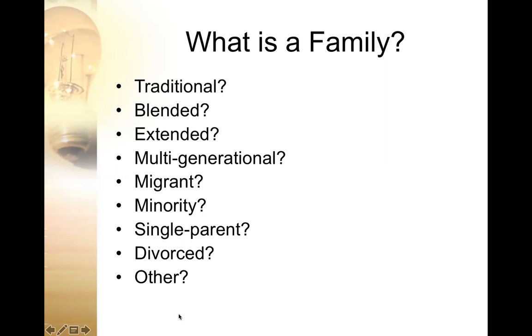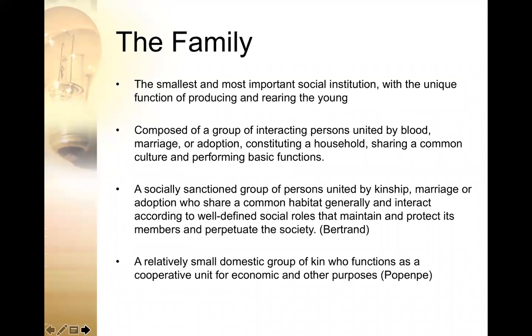All right, so the family is the smallest and most important social institution. It's composed of a group of interacting people united by blood, marriage, or adoption. It's a socially sanctioned group, the persons united by kinship, marriage, or adoption, who share a common habitat generally and interact according to well-defined social roles. Another definition, a relatively small domestic group of kin who function as a cooperative unit for economic and other purposes.